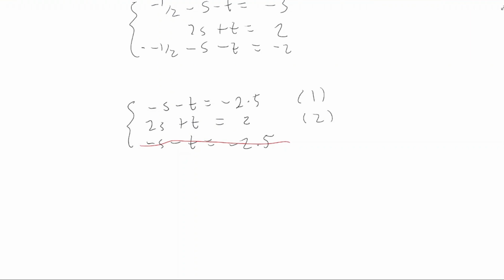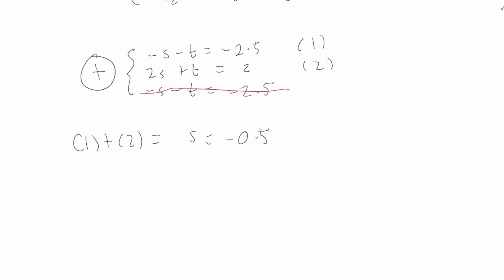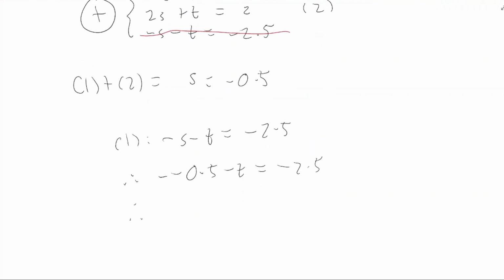Now let's work with equation 1 and equation 2 to find S next. Probably the easiest way is just to literally add those together. So 1 plus 2: -S plus 2S is S, and then all this would give you -0.5. So I got my S value. Now I just sub it in to find my T value. From equation 1, -S - T = -2.5. Therefore, -(-0.5) - T = -2.5. Therefore, -T = -3. Therefore, T equals 3.